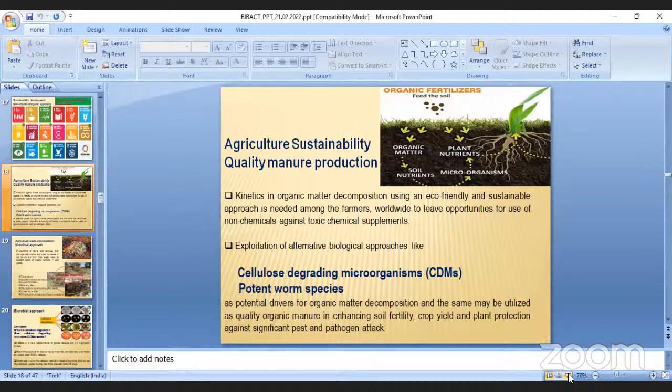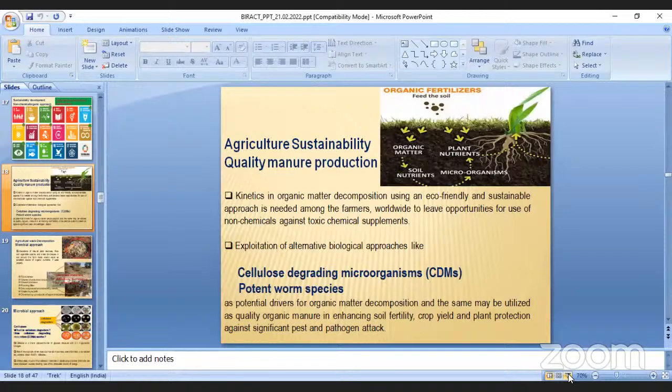So this is agricultural sustainability, through production of quality manure. How can we produce quality manure? This is today's basic lecture session: kinetics in organic matter decomposition. We have lots of organic matter in our surroundings. Suppose you assume a tea ecosystem, there are lots of organic matters in our system.